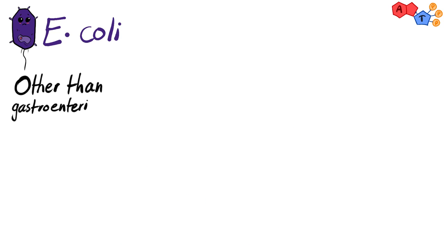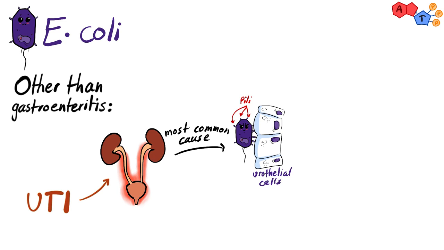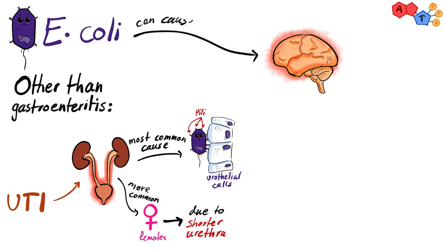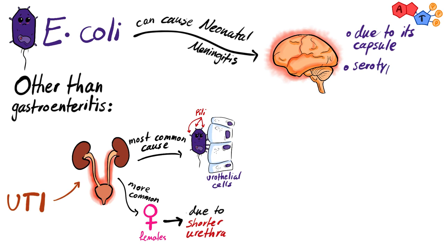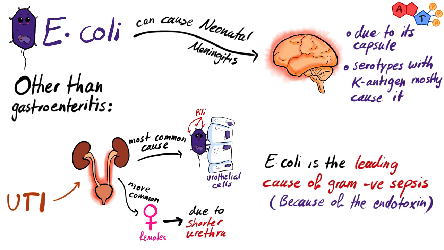Other than gastroenteritis, E. coli can cause other diseases including UTI, urinary tract infection. Actually, E. coli is the most common cause of UTI, and it uses the pili to adhere to the urothelial surface. It's more common in females because they have a shorter urethra, and E. coli can also cause neonatal meningitis, and this is because of the capsule it has. So remember that the K antigen is associated with the capsule. So mostly, the serotypes that contain K antigen are the cause of meningitis. Lastly, E. coli is the leading cause of gram-negative sepsis because of the endotoxin it has.